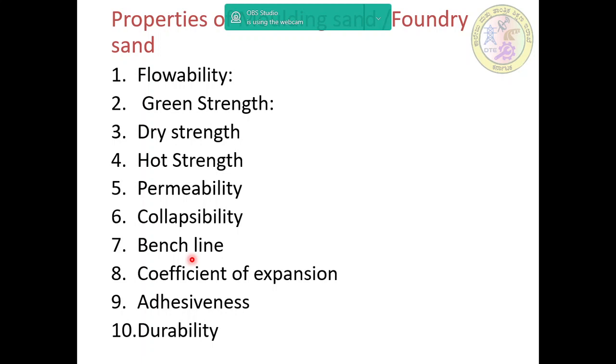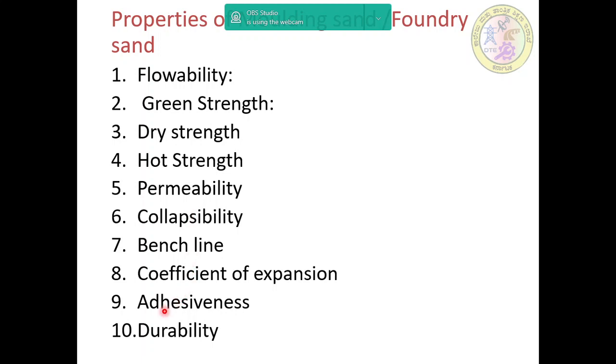Next property is coefficient of expansion. Here molding sand should have very low expansion characteristics, otherwise sand expansion will occur. The lower the value of expansion, the lesser is the problem of expansion defects in the mold, and the lesser is the cracking tendency of the mold.